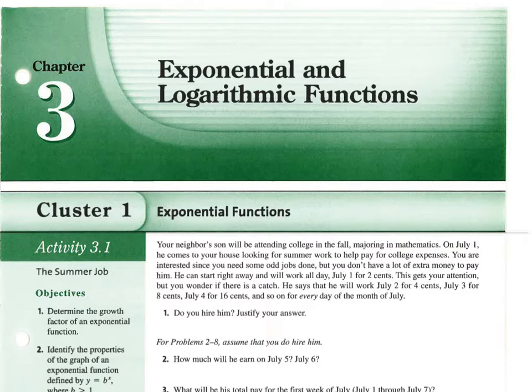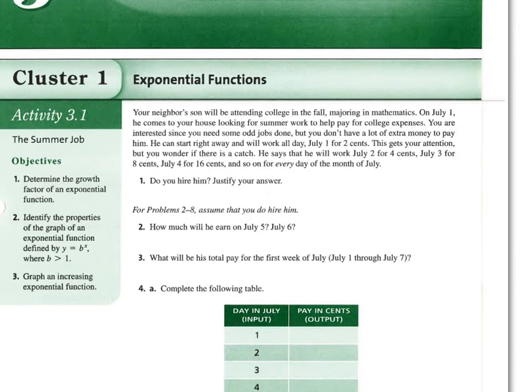So this activity 3.1 starts with a situation where somebody's willing to work for the first day 2 cents, and then the next day you would pay them 4 cents, and the next day 8 cents, and keep going like that. So something that's linear, the increase would be the same amount per day. So we can tell right off the bat that this is not a linear relationship. So the first question we're being asked is, should we hire him?